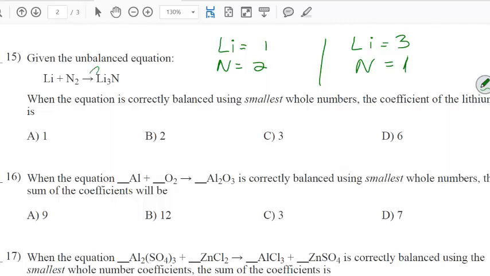So I'm going to put a 2 here to fix my nitrogens, which is going to give me 6 lithiums and 2 nitrogens. And then I will fix my lithiums by putting a 6 there. And the coefficient of lithium when I'm balanced is 6.